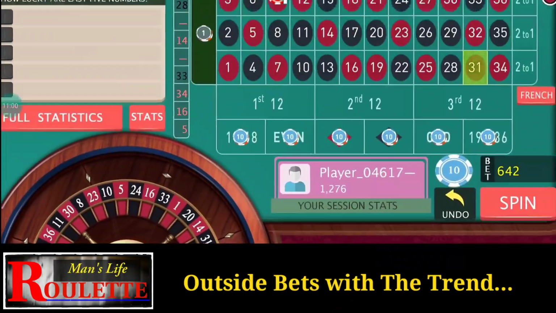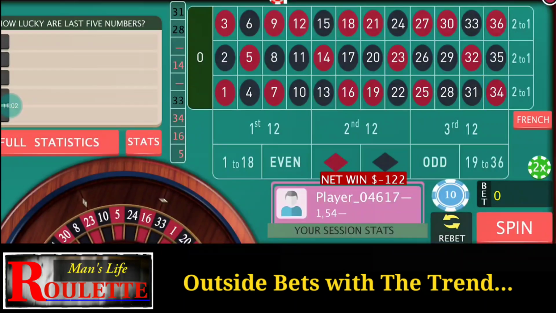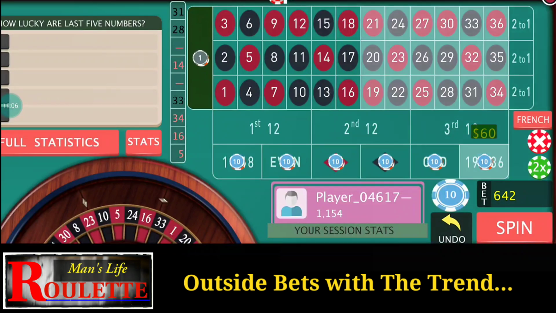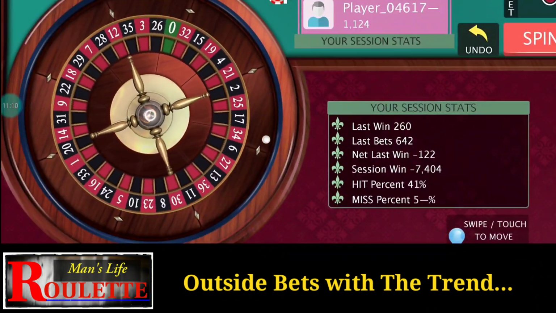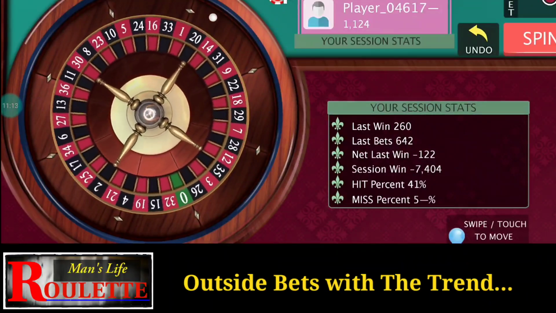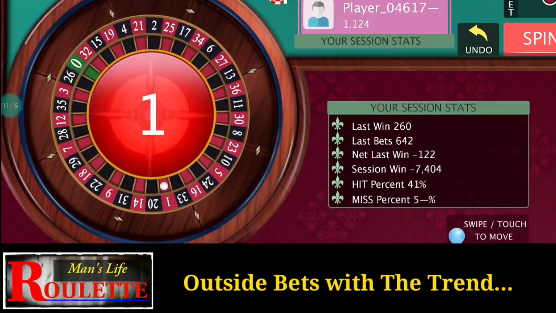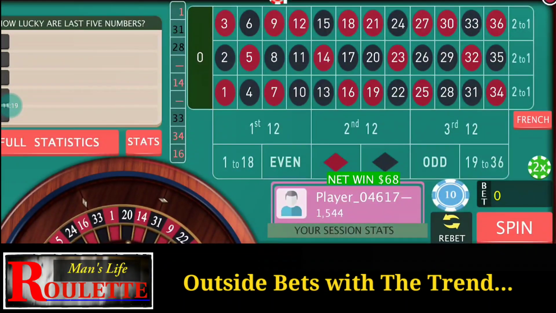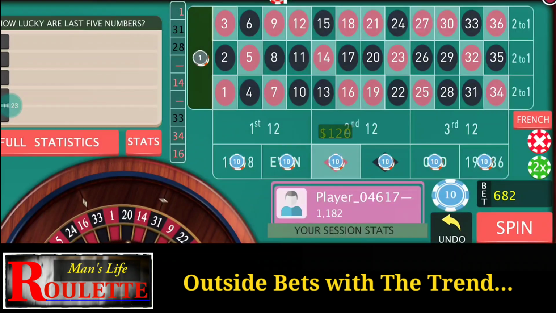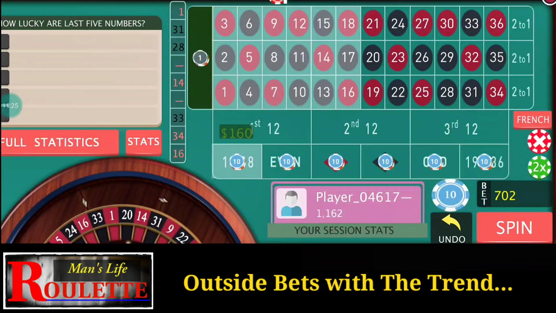It's 31. So again some loss over here. So again I have to increase the bets for 31. It's a bigger number, black number and odd number. It's number 1, and I make some profit. So just repeat red, odd and small.